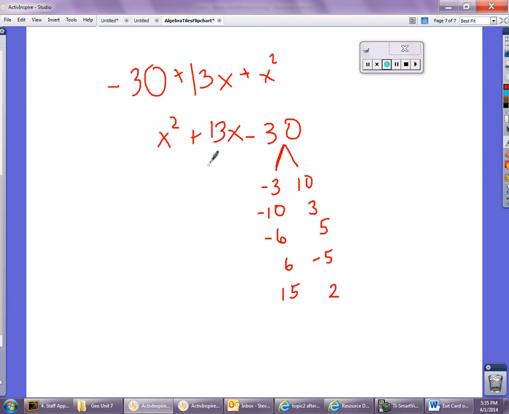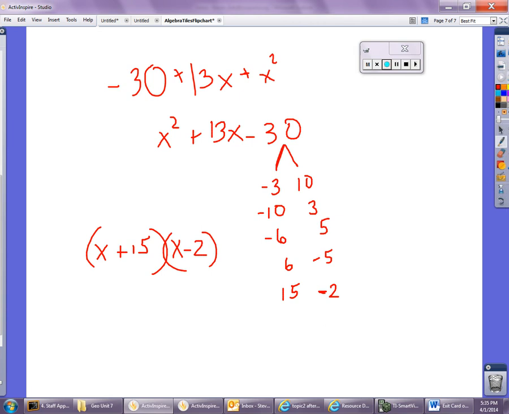Now, thinking about that, we have to add to a positive number. So the bigger number is going to be positive, and the smaller number is going to be negative. So the factored form of that expression is x plus 15 times x minus 2. Okay. Hope that helps.